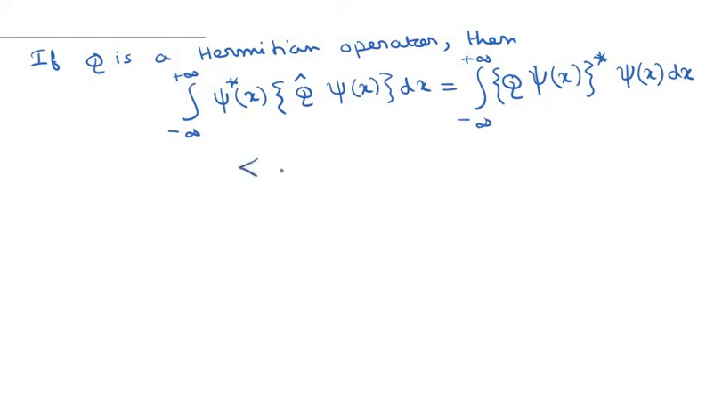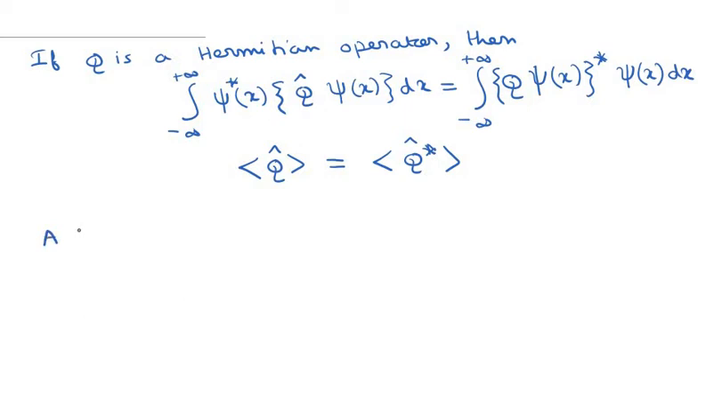In other words, as we discussed earlier, this is the average value of the operator Q for the wave function psi x. So the average value of the operator Q is equal to the average value of the operator Q star.